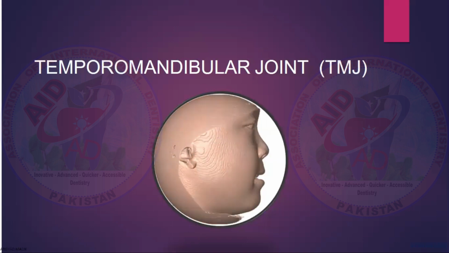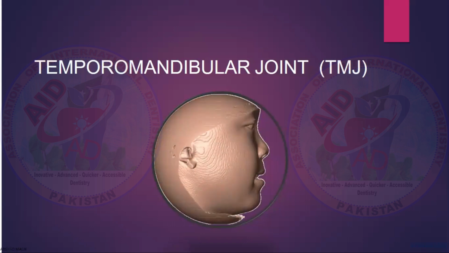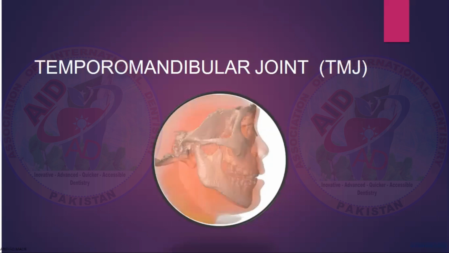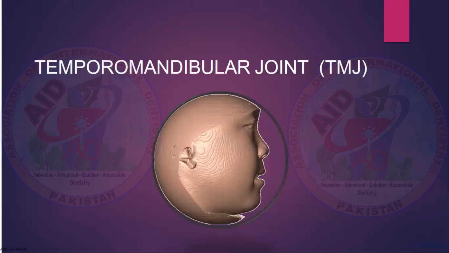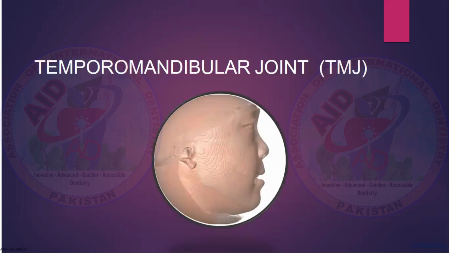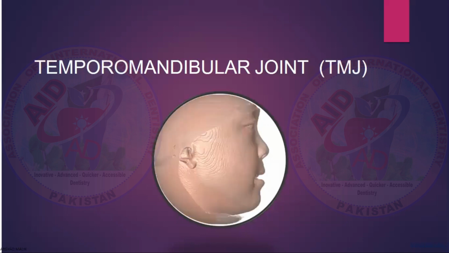Just see the ear, and just by removing the ear, it is placed just in front of the tragus. The tragal area gives the start of the posterior aspect, or distal aspect, of the temporomandibular joint, and it ends at the level of the zygomatic arch. There is one zygomatic notch which ends the anterior aspect of the temporomandibular joint.